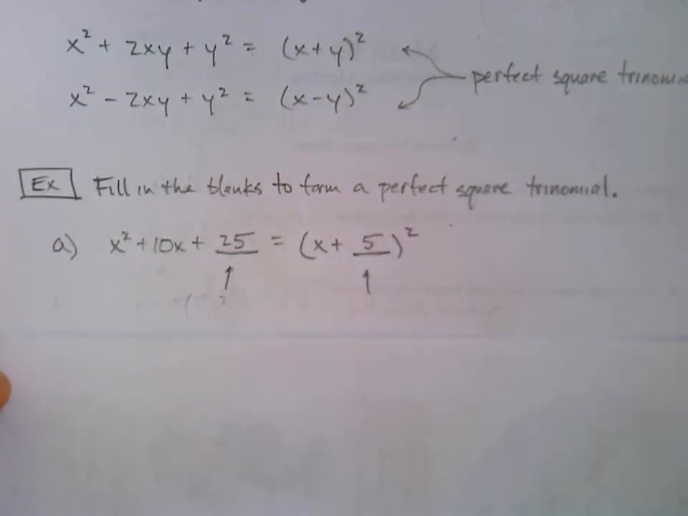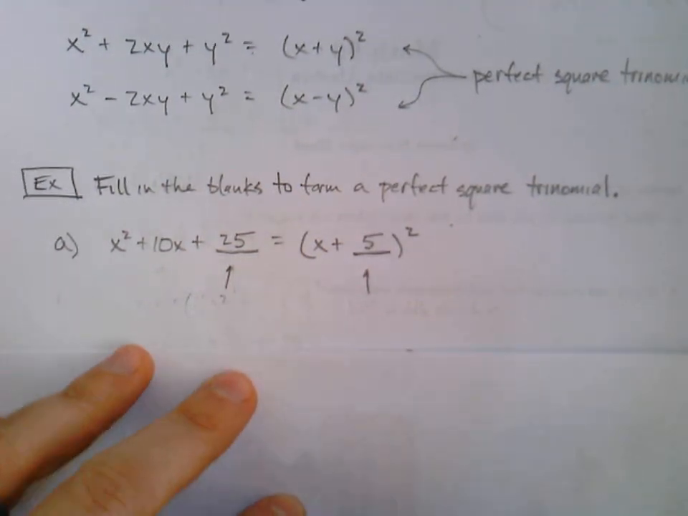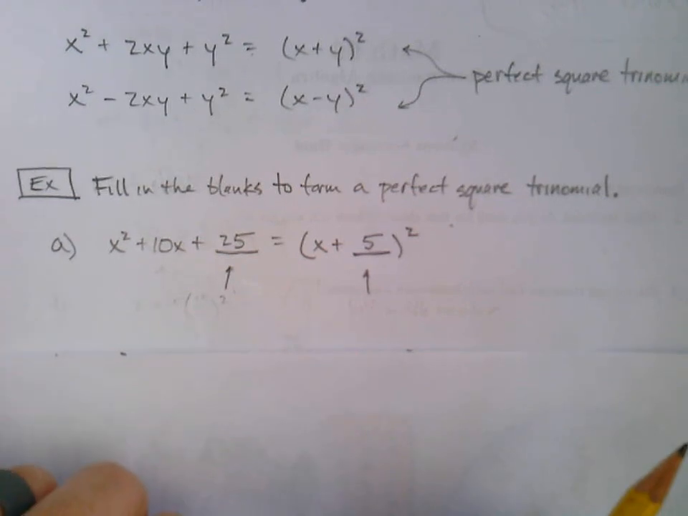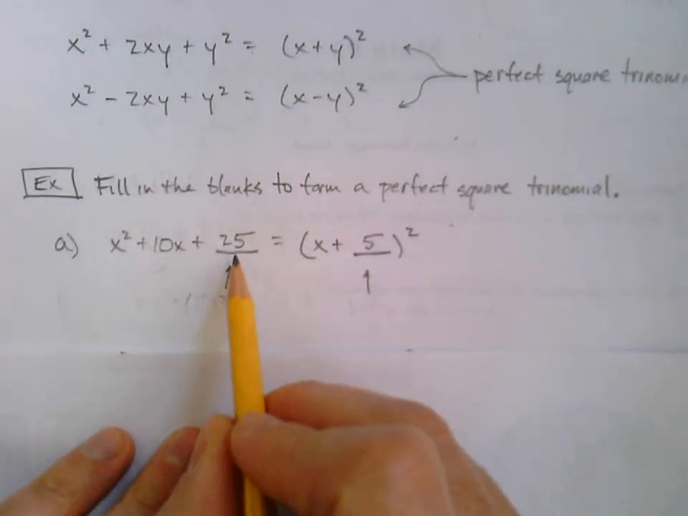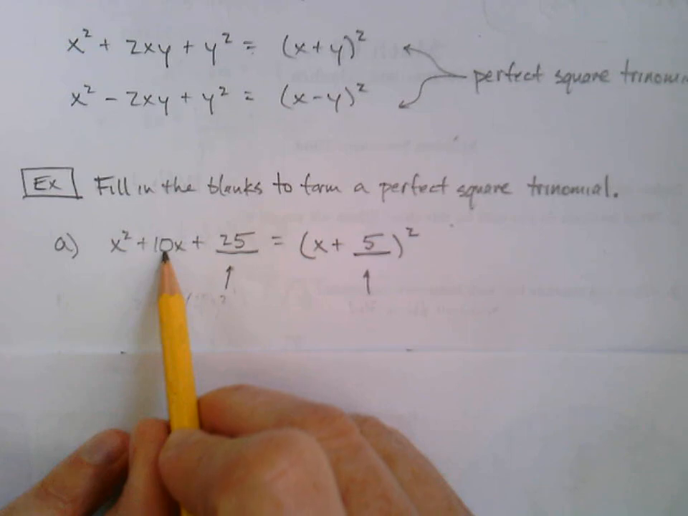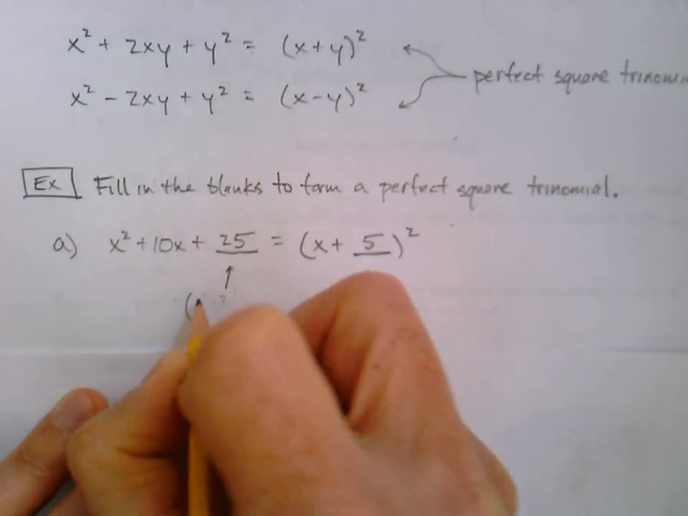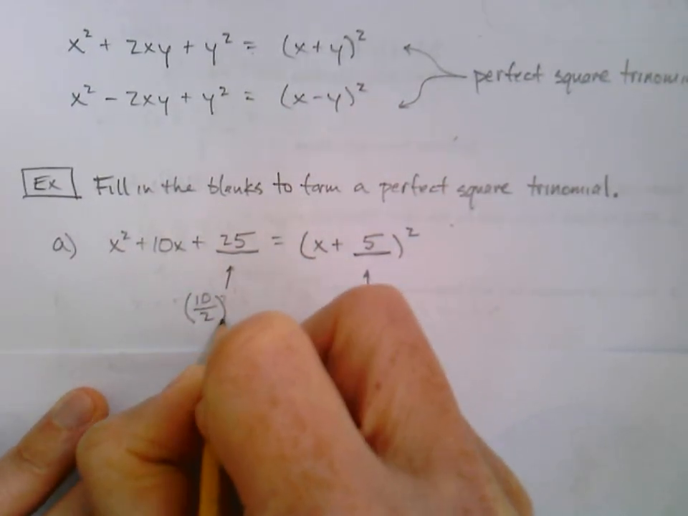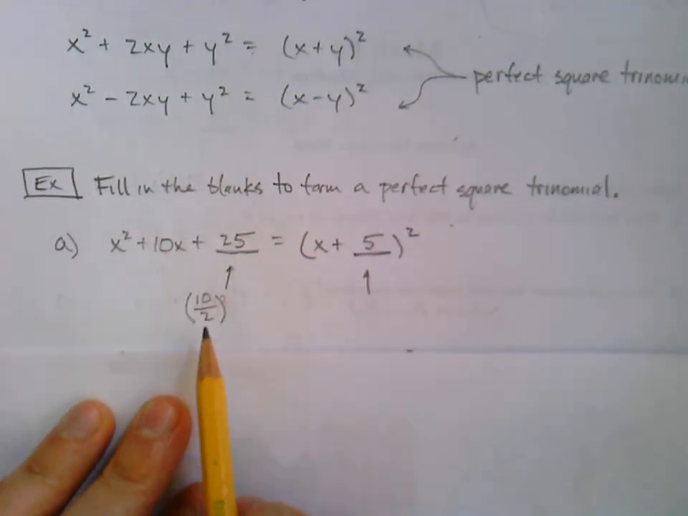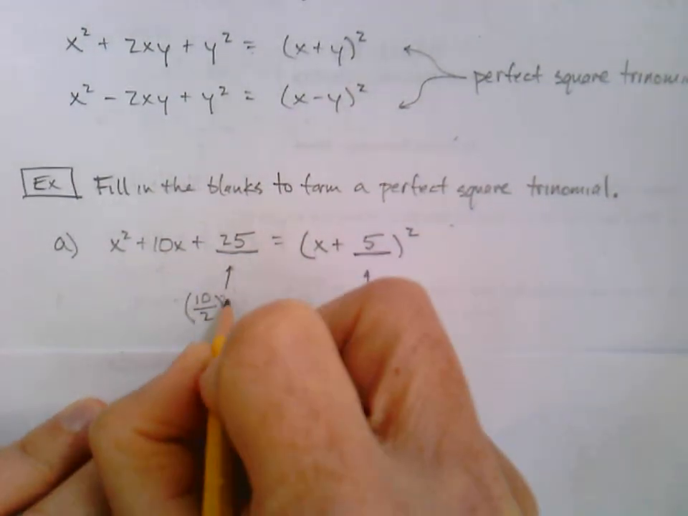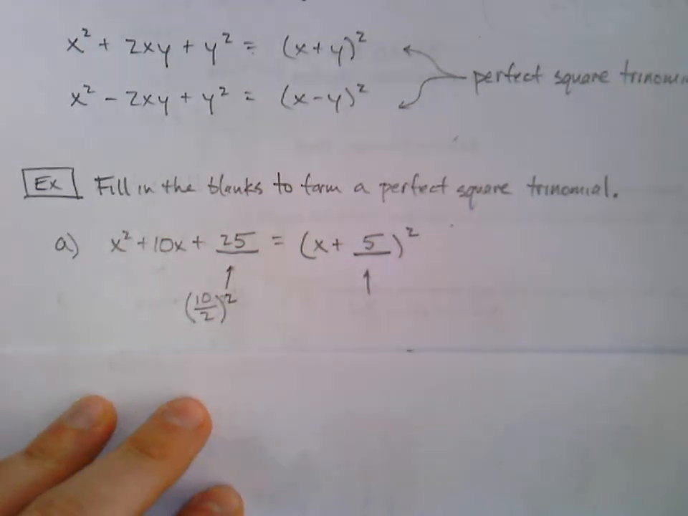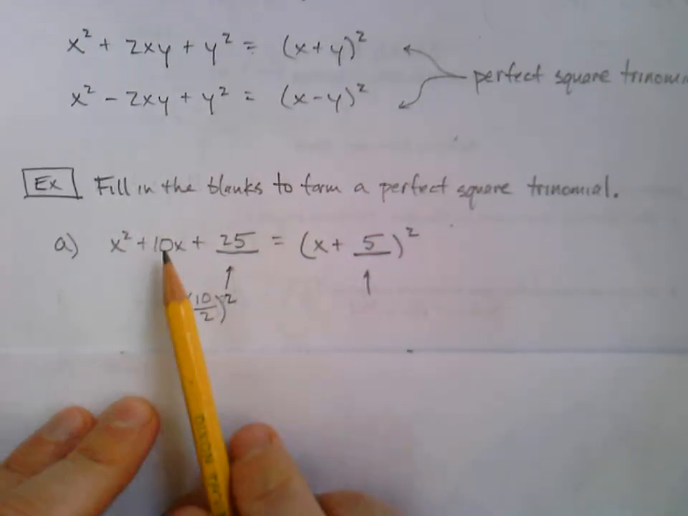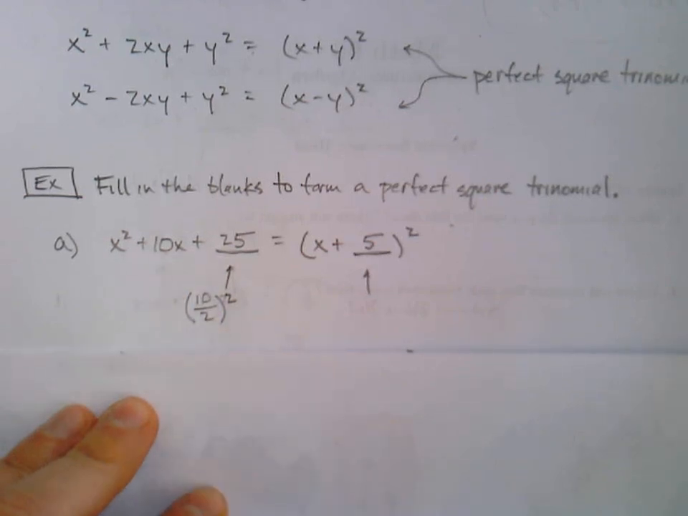I left some space here to explain how we can get these numbers in this case, or even a more difficult case. Here's how we get this first blank. Take the number in the middle, divide it in half. So take 10 divided by 2, whatever that result is, square it. So I took that middle number, divided it in half, and then squared it. So that gave me 5 squared. That's my 25.